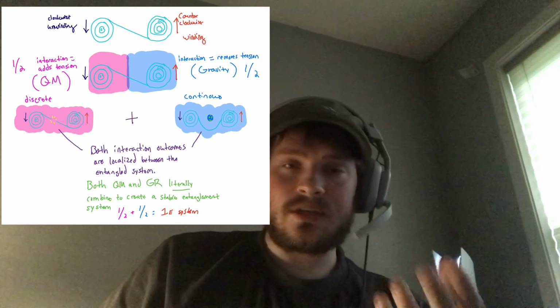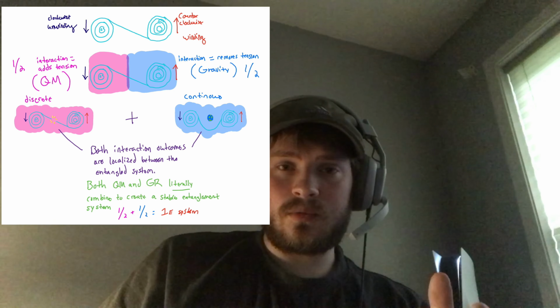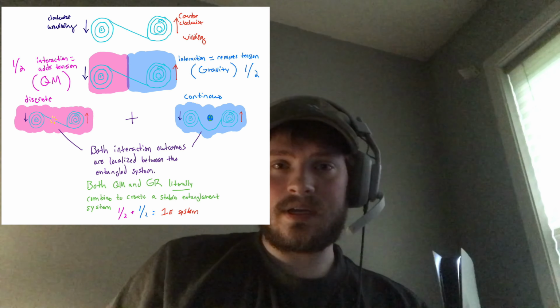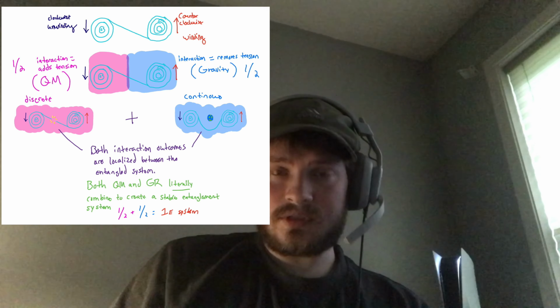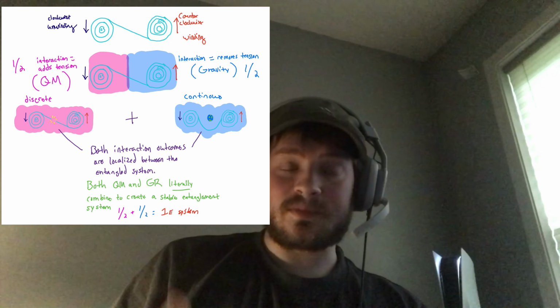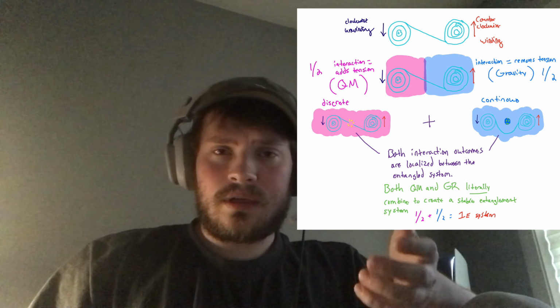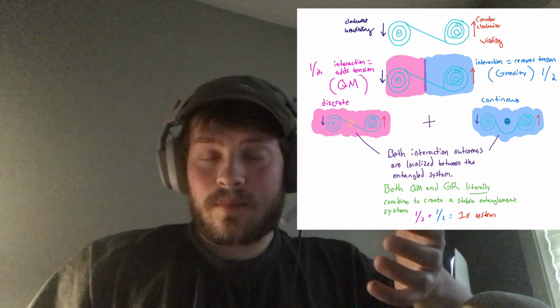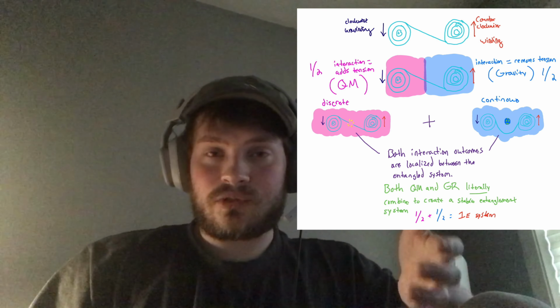One interaction can add tension to the system, which, if you add enough tension, it'll rip the medium entirely. This is wave function collapse, just a discrete amount of energy in a localized space between the entangled system. The other interaction is continuous because you are removing tension, and so the medium doesn't break, it just warps.